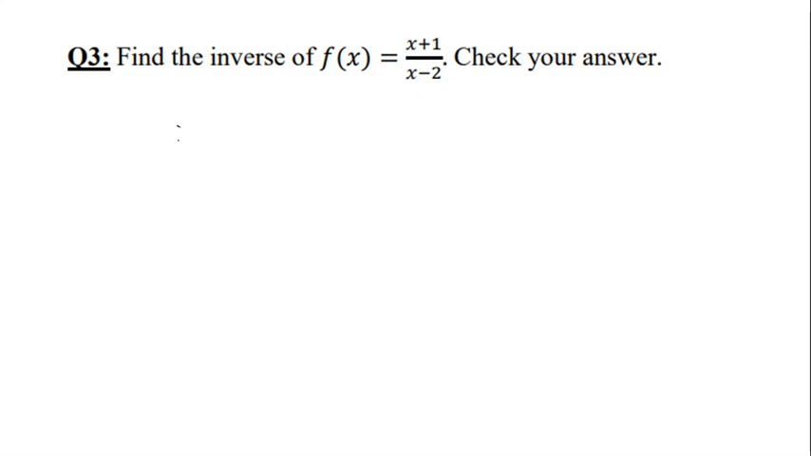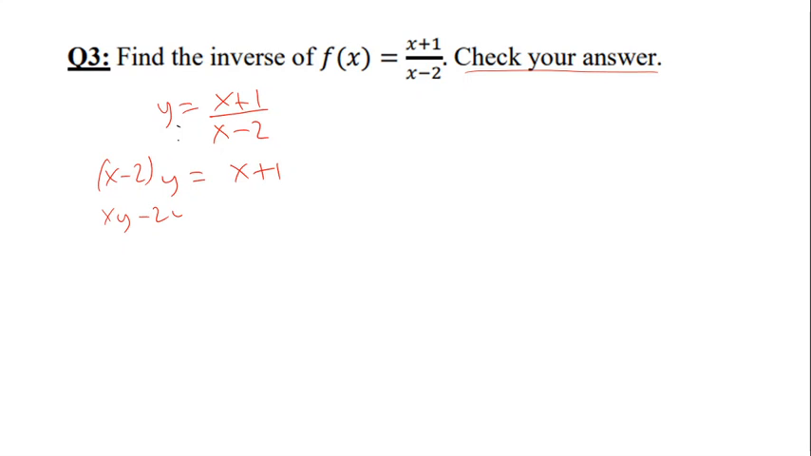Now let's find the inverse of this one, and then we will check our answer. Let's deal with finding the inverse first. Okay, y is equal to (x plus 1) over (x minus 2). Then we multiply both sides by x minus 2, and we get rid of the denominator.